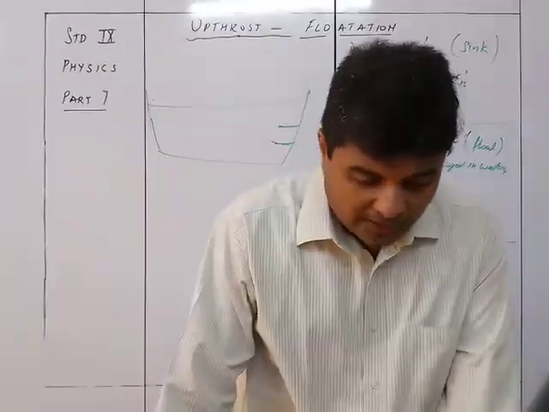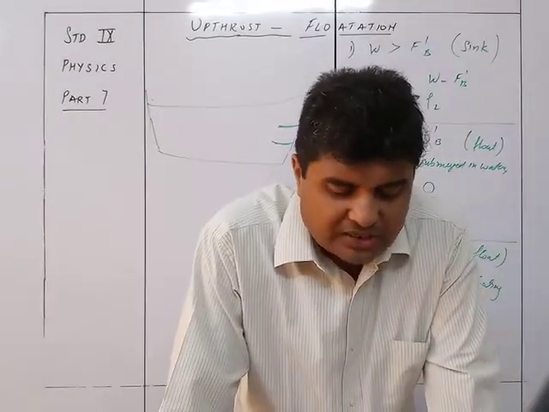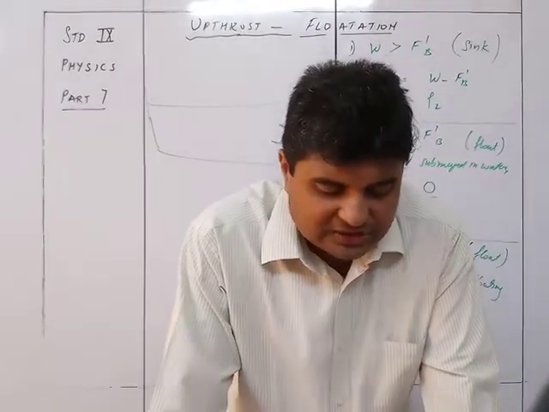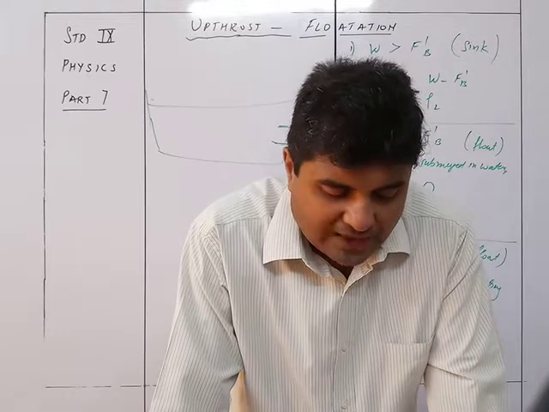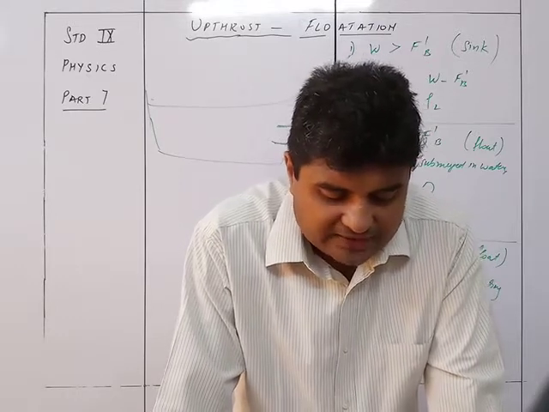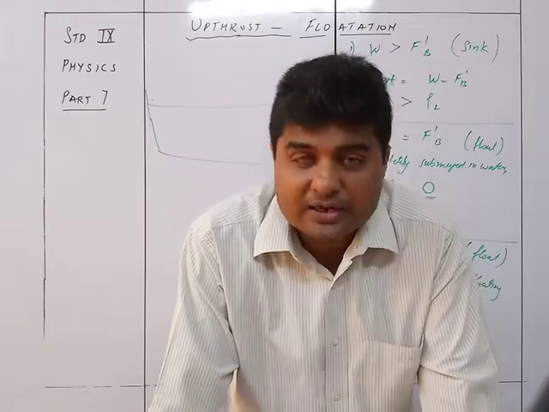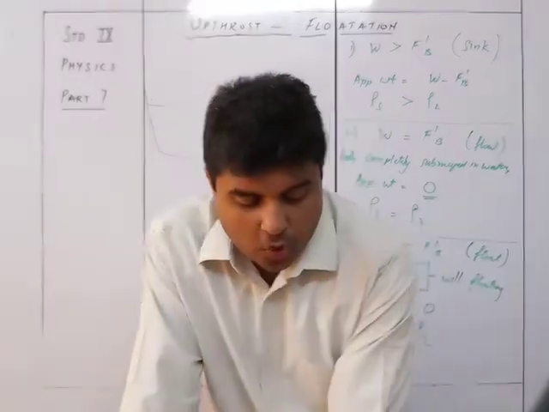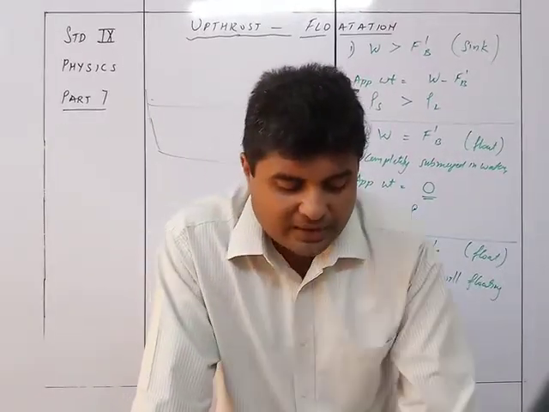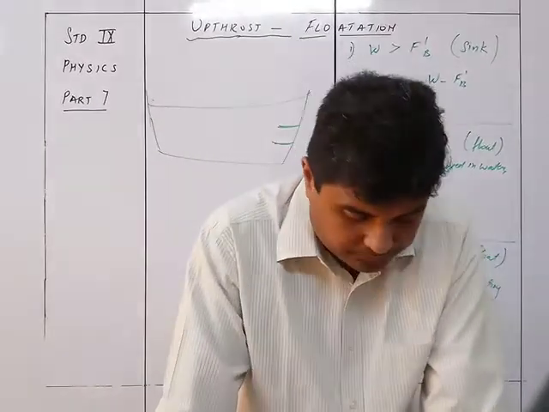A ship is not allowed to be loaded further when this plimsoll line starts touching the water level, so that when it sails in seawater of density more than 10³ kg per meter cube, only the part of it below the plimsoll line remains submerged in water.